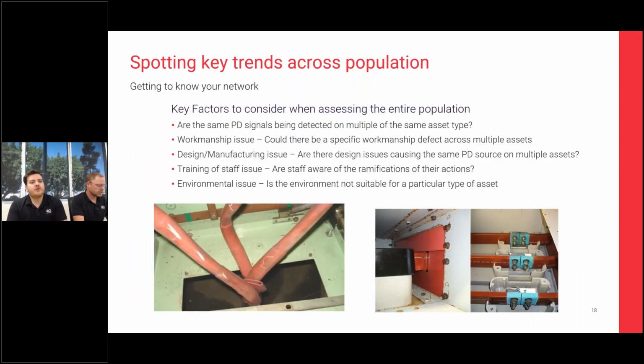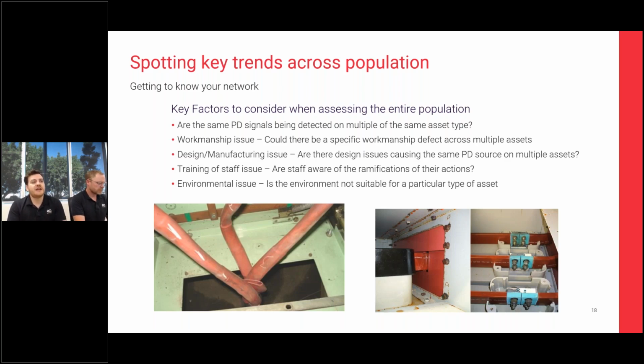But once you move away from a single asset, you'll start to notice that you do get key PD defects appearing again and again on multiple assets across your network. And sometimes it's very obvious. You'll see things like design and manufacturing defects, which will not only be similar in nature and construction, but will also give you a very similar phase resolved pattern. And it's almost identifiable across the entire fleet of assets.